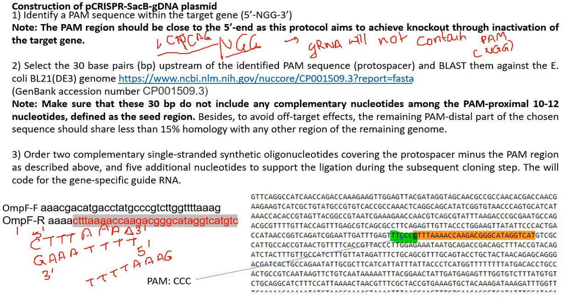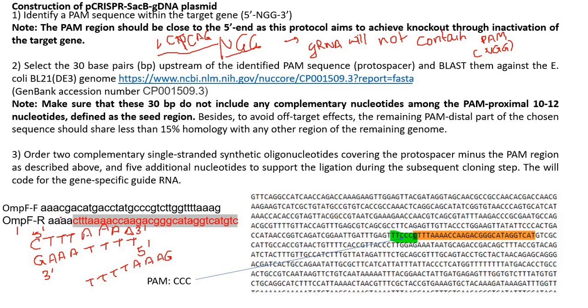OmpF is one of the genes in bacterial cells responsible for this, but we are not worrying about these genes right now. We are just worrying about how to do the experiment. So you have designed your reverse primer. When there is a CCN sequence, that is going to be your reverse primer, not the forward primer. You have to be careful about it. And the next primer is going to be your forward primer.